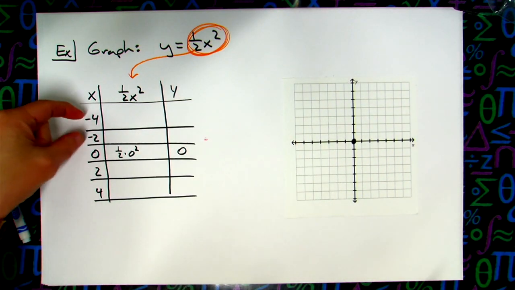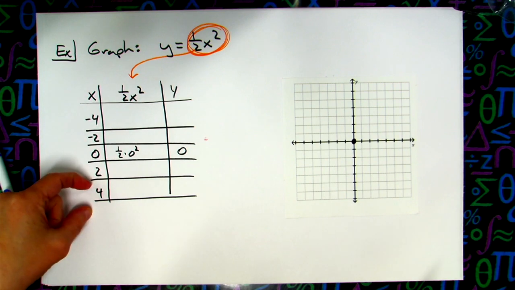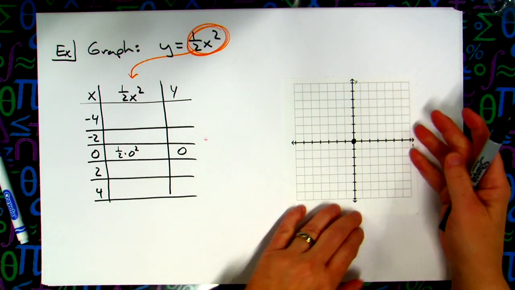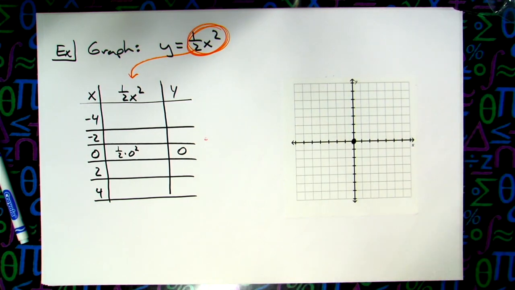Now, I don't care whether you do these two or you do these two, but technically I only have to fill out 2 of these. I can get 2 points on here, and then I can just make it symmetrical. Okay, so would you rather do the positive ones or would you rather do the negative ones? Yeah, positive ones are going to be easier.